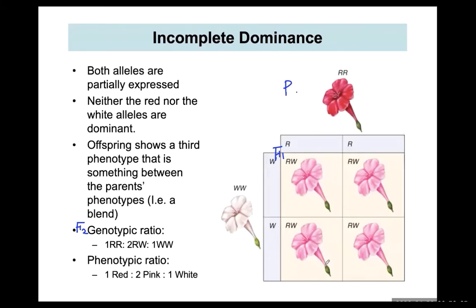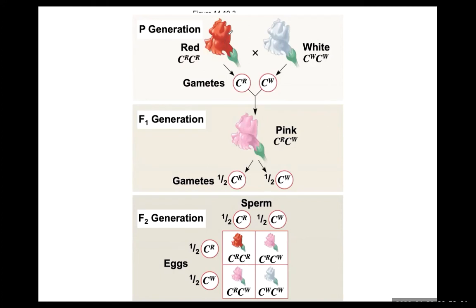But incomplete dominance looks like this: a red snapdragon and a white snapdragon are crossed, and then in the F1 generation, the flower color appears pink. Neither red nor white. So neither allele is dominant or recessive in the F1 generation. The third phenotype appears, pink, and it has this genotype. Okay? Once this genotype self-fertilizes in the F2 generation, the phenotype ratio is 1:2:1 in terms of red flower, pink flower, white flower. Also, the genotypic ratio is 1 for this, 2 for this, and only 1 for this.